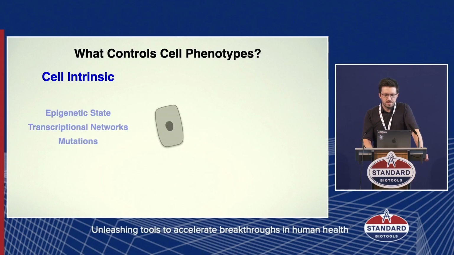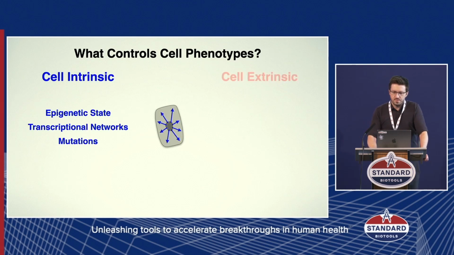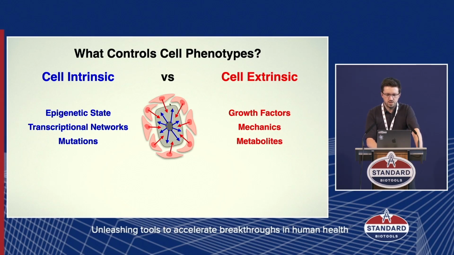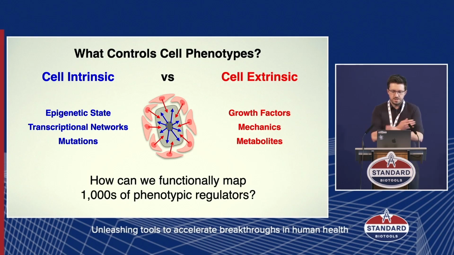So there's lots of different things that can control cells, including things like cell-intrinsic features, so these are epigenetic states, transcriptional networks, mutations, but also things that come from outside the cell, so extrinsic factors such as growth factors, mechanics, metabolites. And in cell biology, we're often looking at one or two of these things in isolation. So we're looking at some of these things in isolation, but actually they're often done together. So what my lab's really interested in is how we can functionally map thousands of phenotypic regulators.